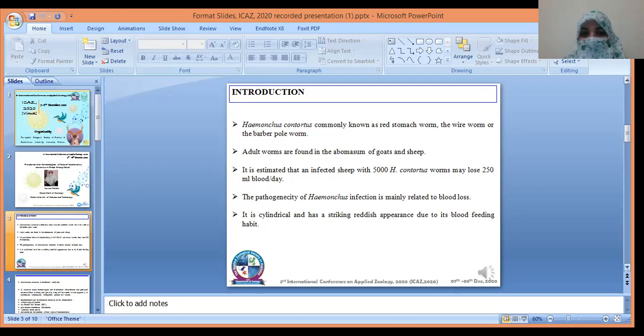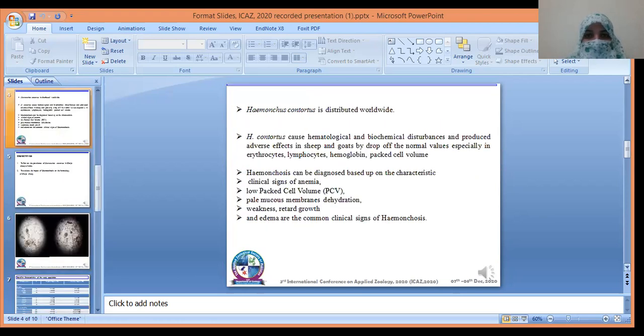Pathogenicity. The pathogenicity of Haemonchus infection is mainly related to blood loss. It is cylindrical and has a striking reddish appearance due to its blood feeding habit. Distribution: Haemonchus contortus is distributed worldwide. It causes hematological and biochemical disturbances and produces an adverse effect in sheep and goats by dropping values below normal, especially in erythrocytes, lymphocytes, hemoglobin, and packed cell volume.